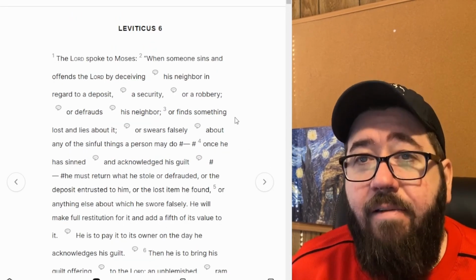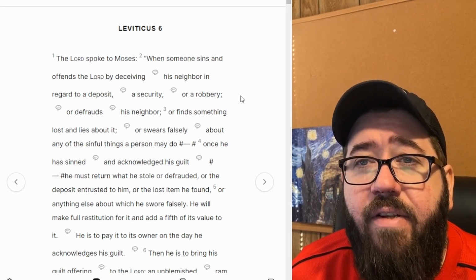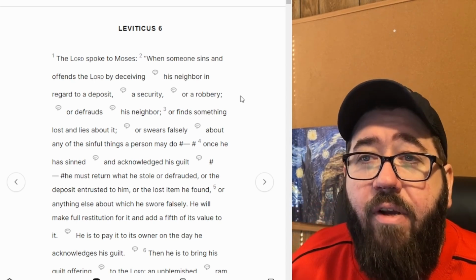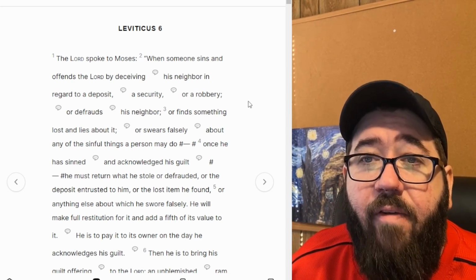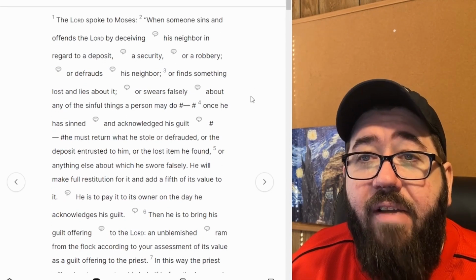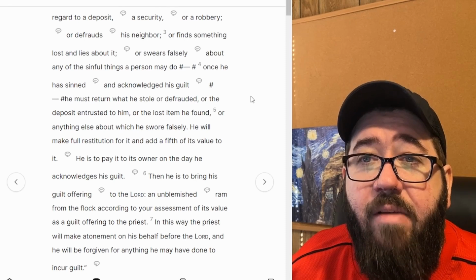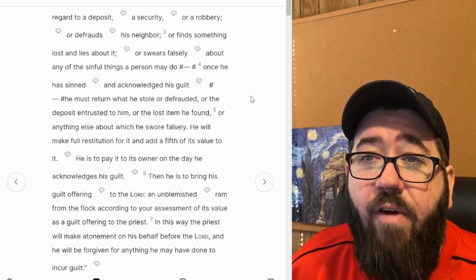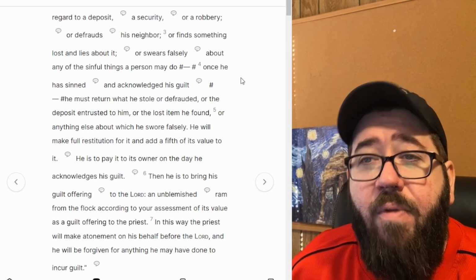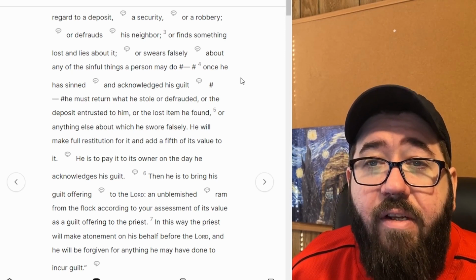Chapter 6. The Lord spoke to Moses, when someone sins and offends the Lord by deceiving his neighbor in regard to a deposit, a security, or a robbery, or defrauds his neighbor, or finds something lost and lies about it, or swears falsely about any of the sinful things that person may do. Once he has sinned and acknowledged his guilt, he must return what he stole or defrauded, or the deposit entrusted to him, or the lost item he found, or anything else about which he swore falsely.